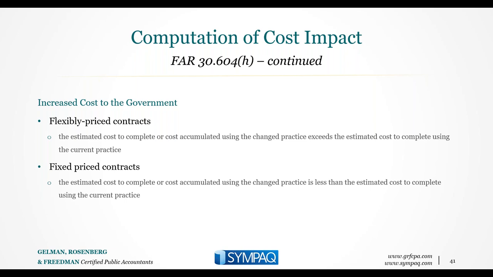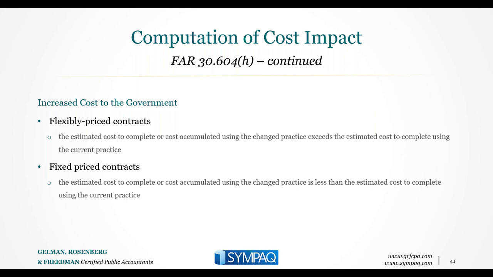So what makes increased cost to the government? On flexibly priced contracts, if the estimated cost or the cost accumulated using the changed practice exceeds the estimated cost to complete using the current practice, so in other words, you're going to incur more cost on this contract as a result of the change in cost accounting practice, that's increased cost to the government. And that makes sense. Increased cost on the contract is increased cost to the government.